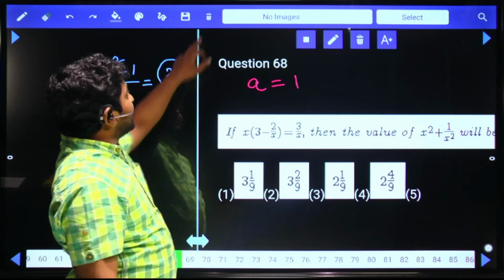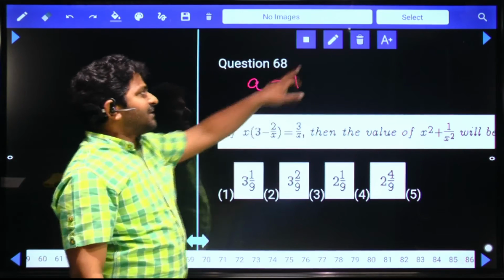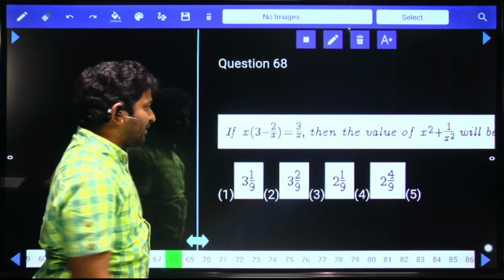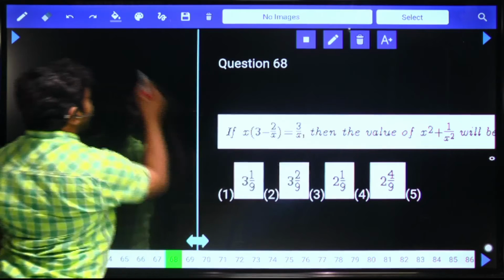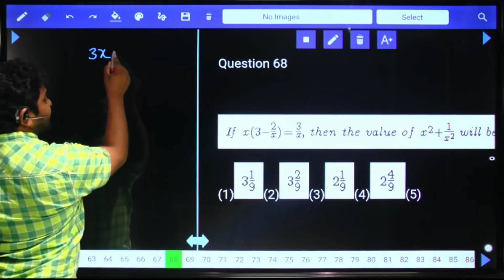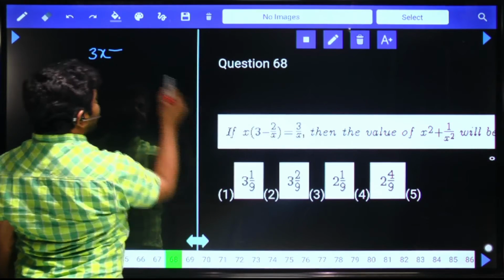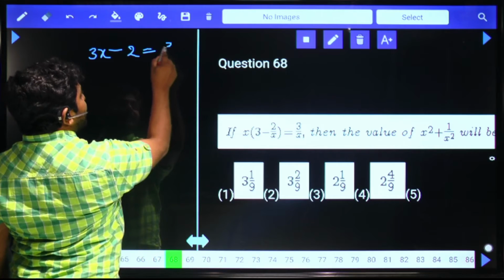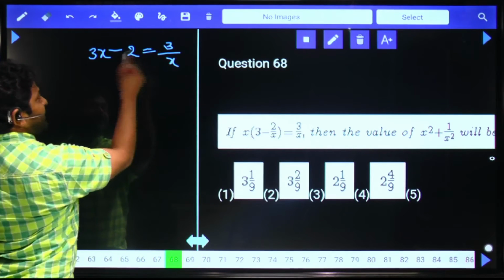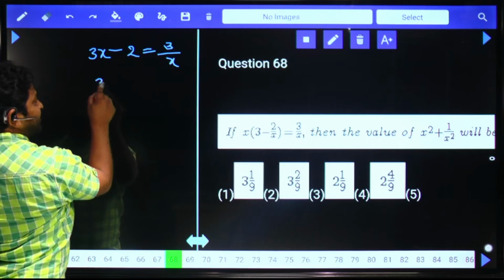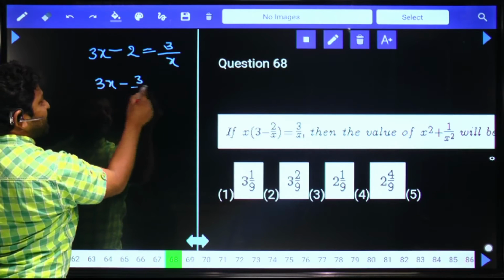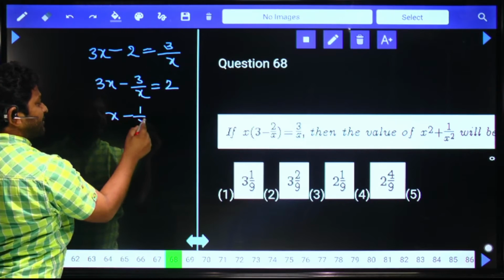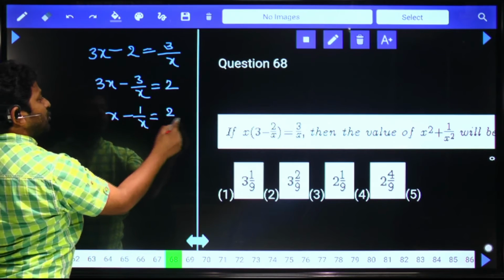Next, x into 3 minus 2 by x is equal to 3 by x. Then x square plus 1 by x square. If you expand this, we will get 3x minus x, x gets cancelled, 2 is equal to 3 by x. Now 3 by x will come to the left hand side. 3x minus 3 by x is equal to 2. From this, x minus 1 by x is equal to 2 by 3.